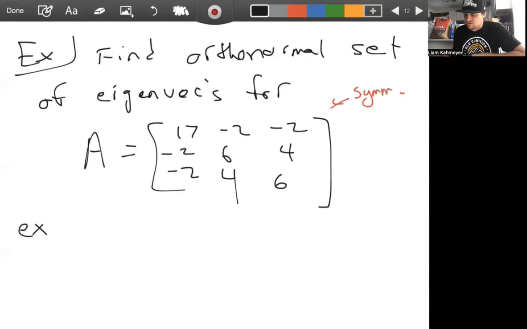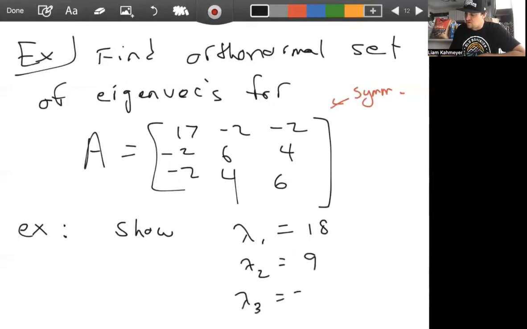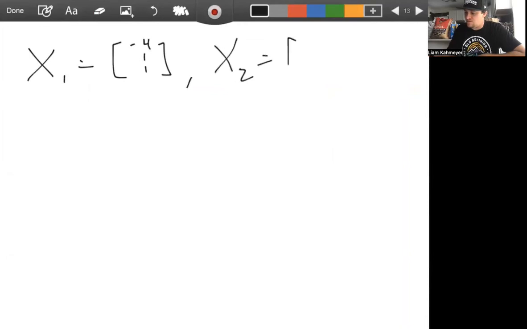I'll leave this as an exercise since we've done plenty of examples of computing eigenvalues now. Let's show that the eigenvalues you get are 18, 9, and 2, with the corresponding eigenvectors. X1 is -4, 1, 1. X2 is, well, it's not the eigenvector, it's an eigenvector, right?